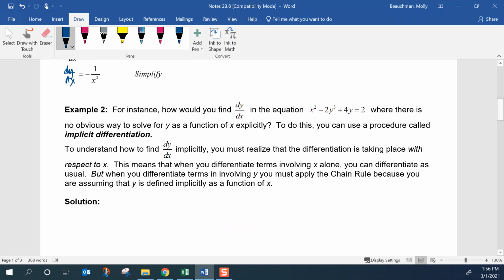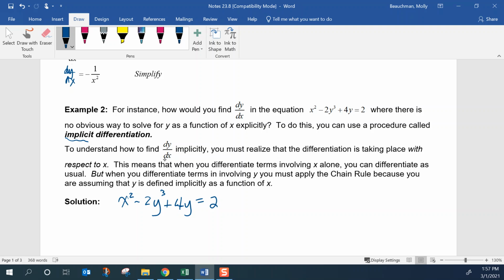So for example, I've got the function x squared minus 2y to the third plus 4y is equal to 2. We can't solve this function for y because we have a y to the third term and a y term, and no amount of factoring is going to allow us to do that. So the function is given implicitly, that means in terms of two variables, and it's not solved for one variable, and we use implicit differentiation.